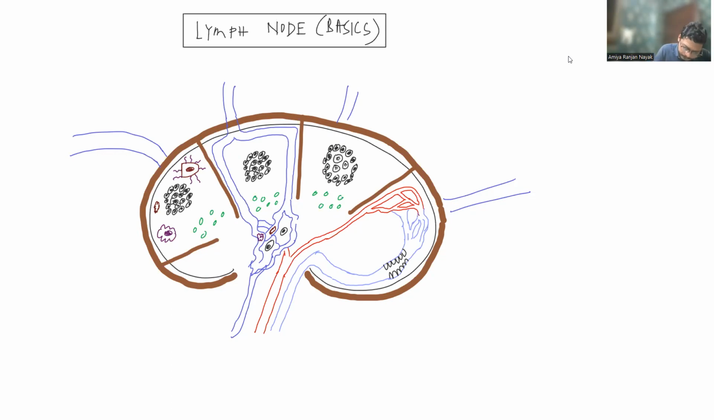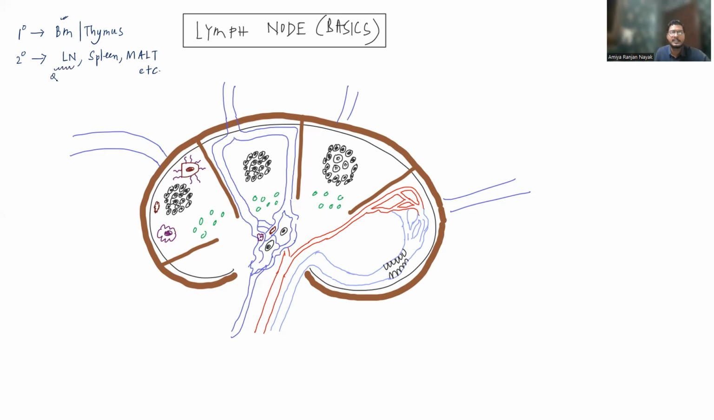As you all know, primary lymphoid organs include the bone marrow and the thymus. They help in the production of immune cells and also their maturation. Among these, we have already discussed the bone marrow, and the thymus we'll discuss in a separate lecture. Then we have various secondary lymphoid organs like the lymph nodes, spleen, mucosal associated lymphoid tissue, etc. Lymph nodes are important secondary lymphoid organs.